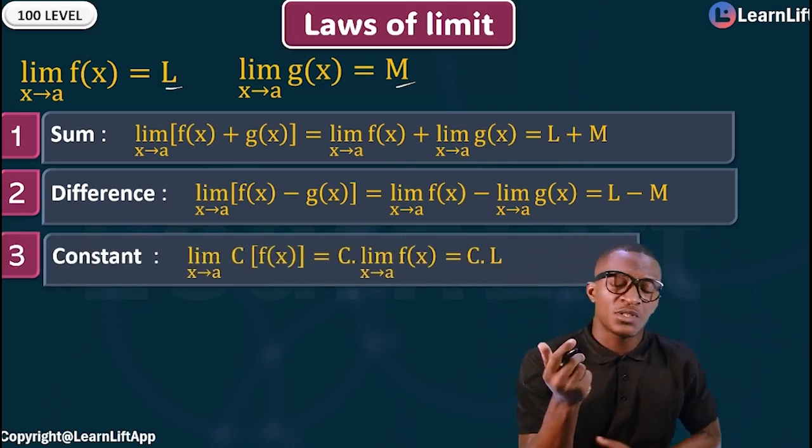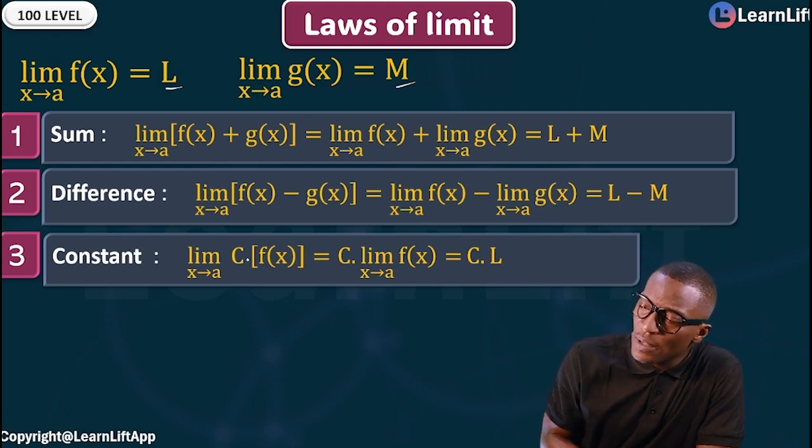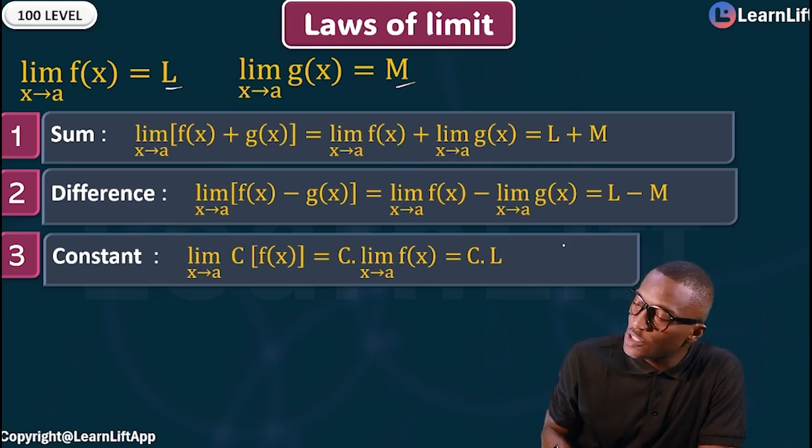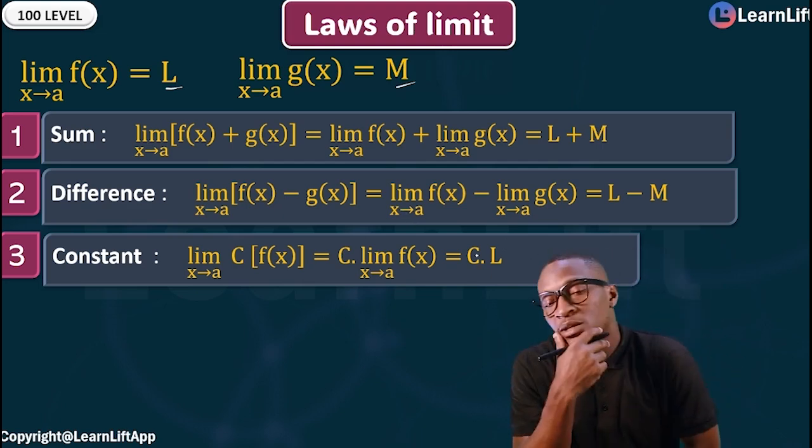Now let's see law 3. We'll talk about the constant. What if you have a limit multiplied by a constant? The limit of c times f of x is equal to the constant times the whole limit, which is equal to the answer times the constant.